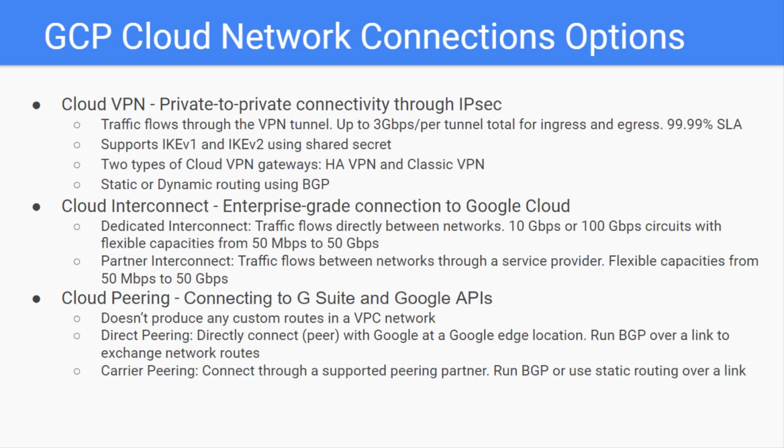You can also connect two instances of Cloud VPN to each other. Each Cloud VPN tunnel can support up to 3 GB per second total for the ingress and egress. Cloud VPN supports IKE v1 and IKE v2 using the shared secret. Google Cloud offers two types of Cloud VPN gateways, HA VPN and Classic VPN.